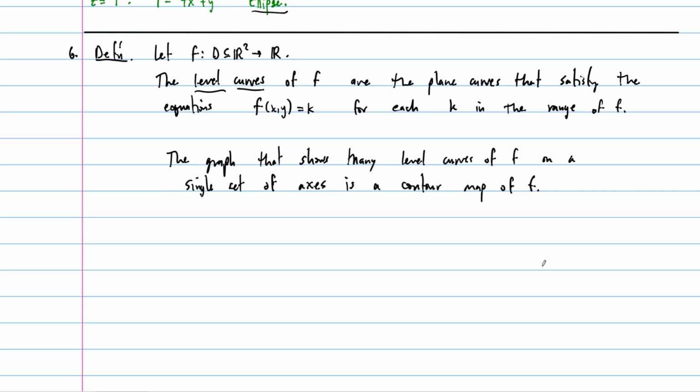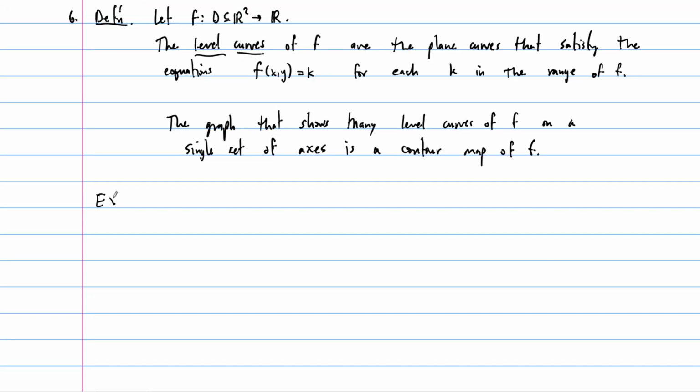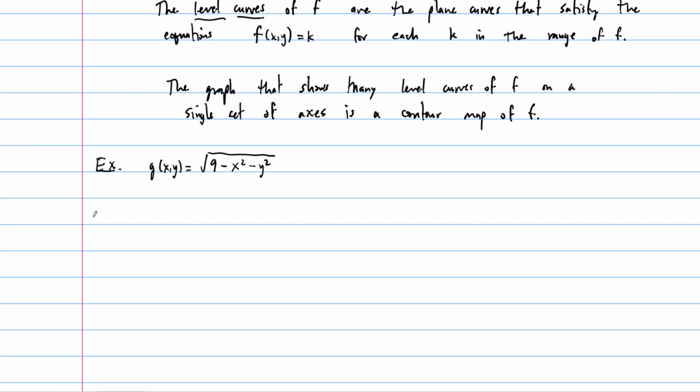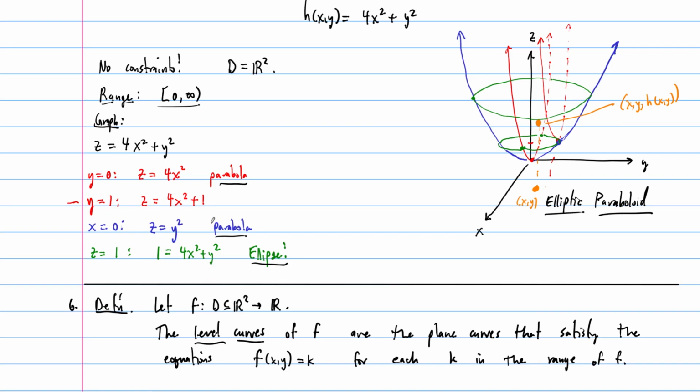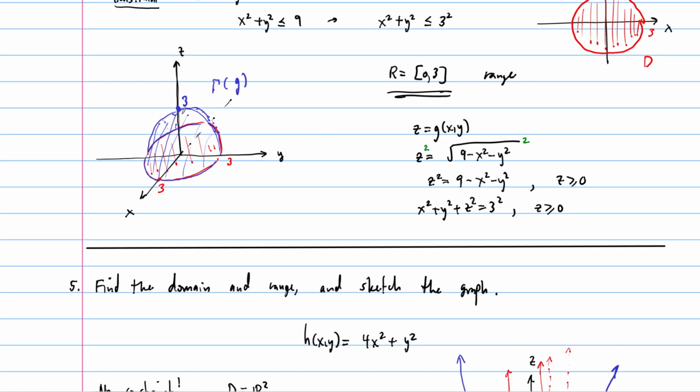Okay, so let's go back to our function from before. We'll do this as our example here. Our semi-sphere. The function, remember, was g of xy equals the square root of 9 minus x squared minus y squared. I want to sketch some of the level curves of this function. Let's start from the bottom and work our way up. We already graphed it. It's the upper hemisphere of the sphere of radius 3.